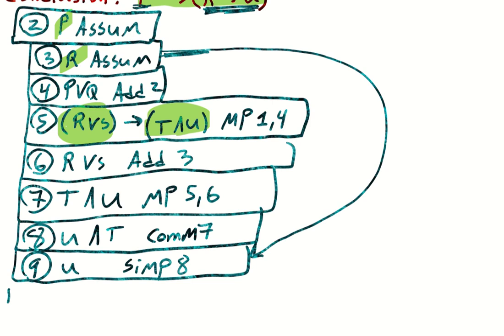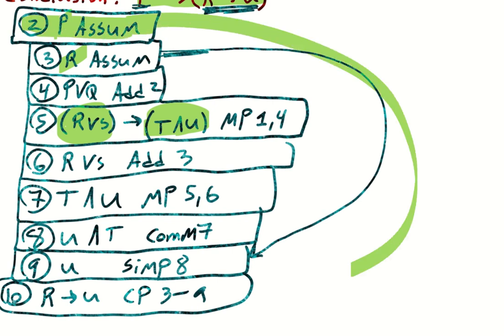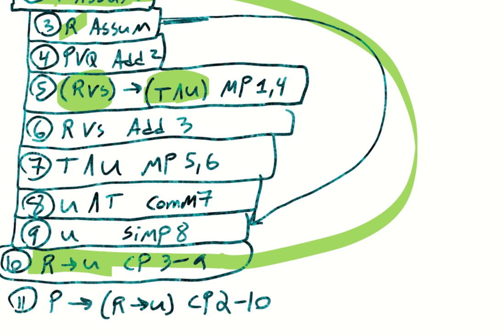So for 10, but we're still inside quarantine, really, we can say if R, then U, because we have a conditional proof, lines 3 to 9. But then, based on this assumption of P, we're able to get this result, if R, then U, so outside of quarantine, for line 11, we can say if P, then, parentheses, if R, then U, by our conditional proof, lines 2 through 10. And so, we have arrived at our desired conclusion.